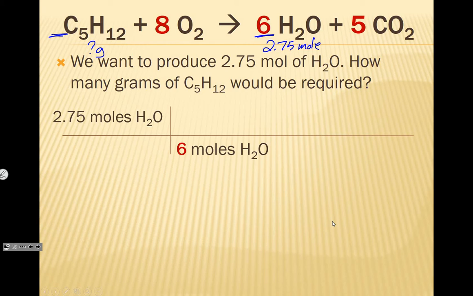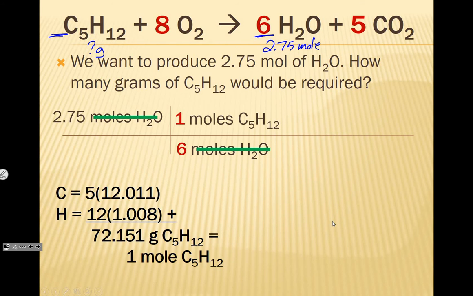What am I going to put on the top? What am I trying to get to? Moles of what? What compound? Oh, H2O. We just got rid of H2O and we're trying to get to C5H12, which is pentane. So that's where that's going to go there. And then we can cross out the moles of water.